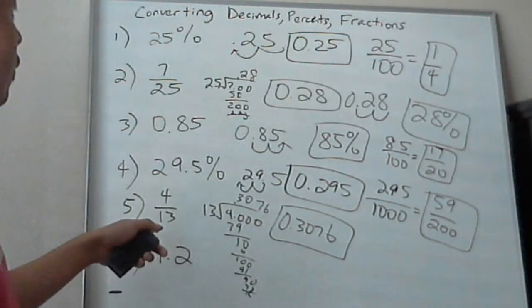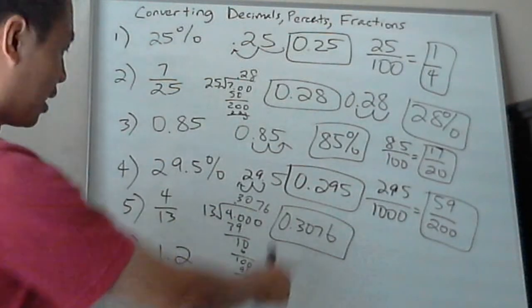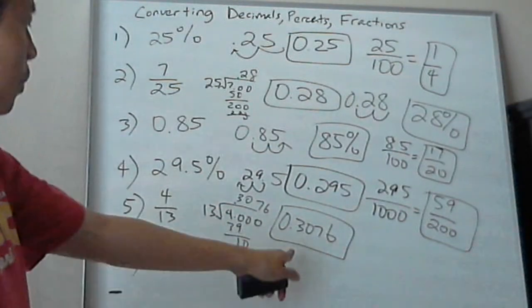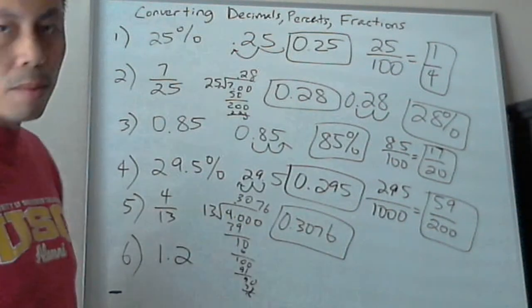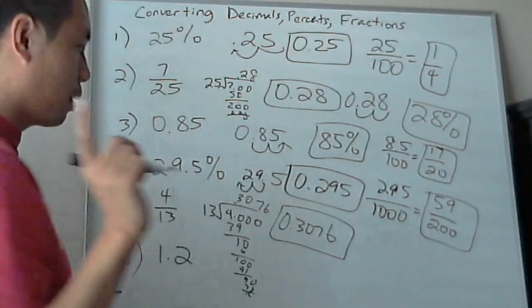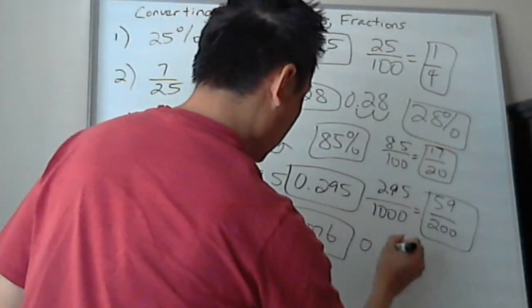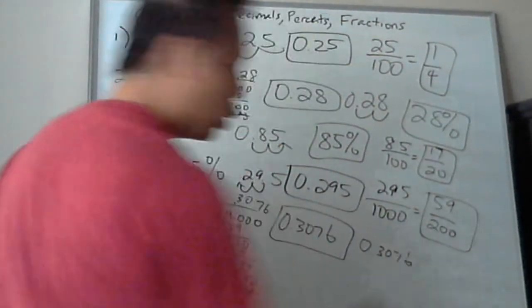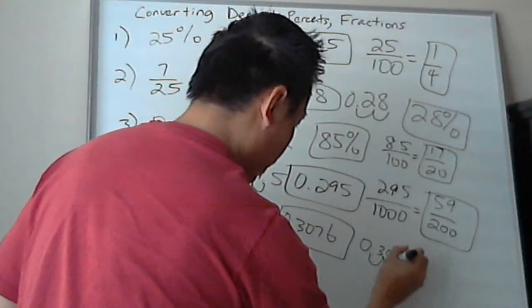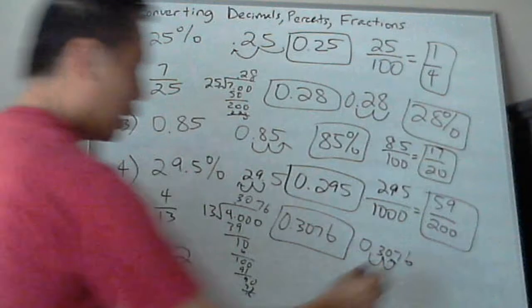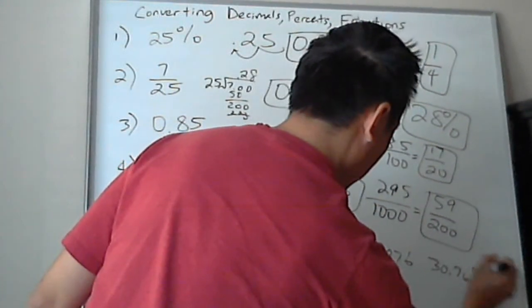Okay? So what if you need to change it to a percent? So the easiest way is to do it from the decimal. Okay? So 0.3076, let's remember the rule, move 2 spaces to the right from the decimal. So let's copy this over and move 2 spaces to the right. So we'll hop a couple of spaces again. Hop, hop. Okay, so it's over there. And you'll get 30.76%.